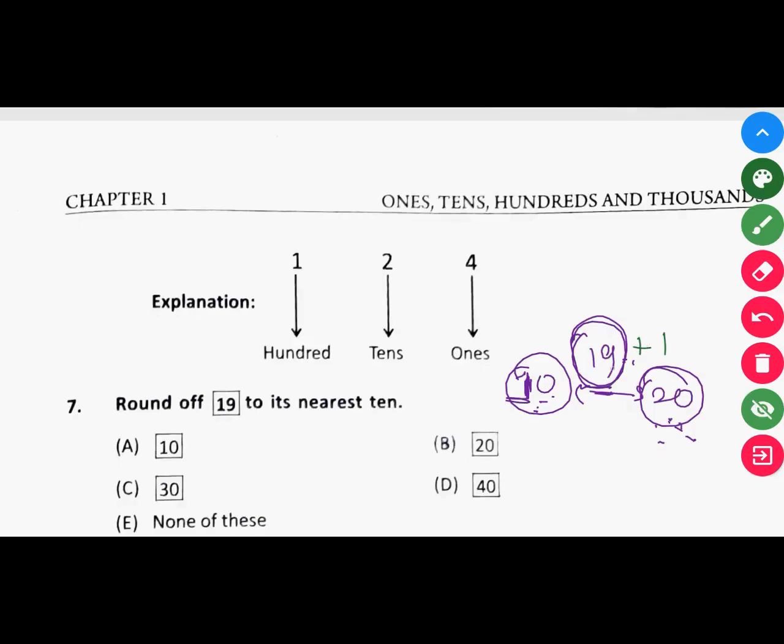Which is nearer? Here the difference is only one. If we add 1 to 19, we get the number 20. But we have to add 9 ones to 10 to get 19. So 9 is greater than 1. So the nearer one to 19 is 20. We have to think like this, which one is nearer.